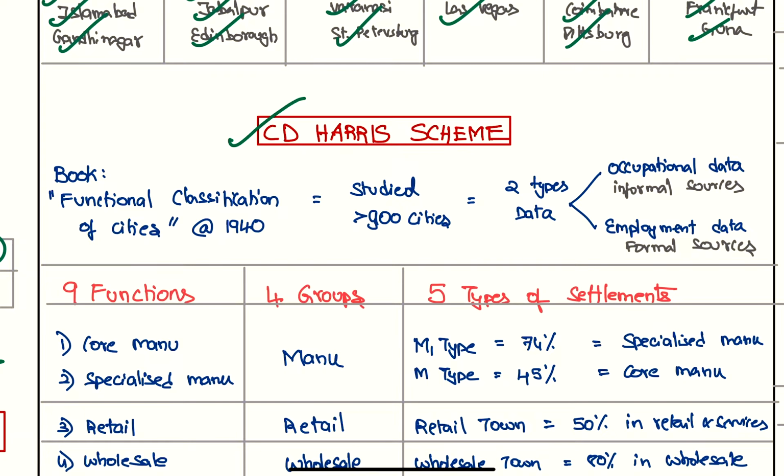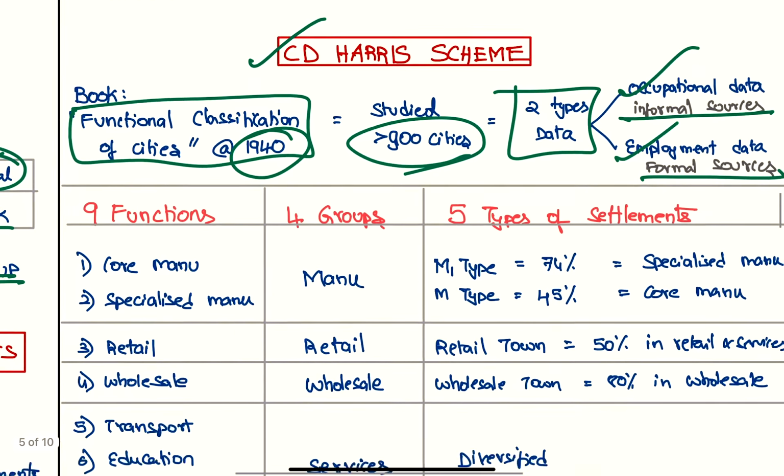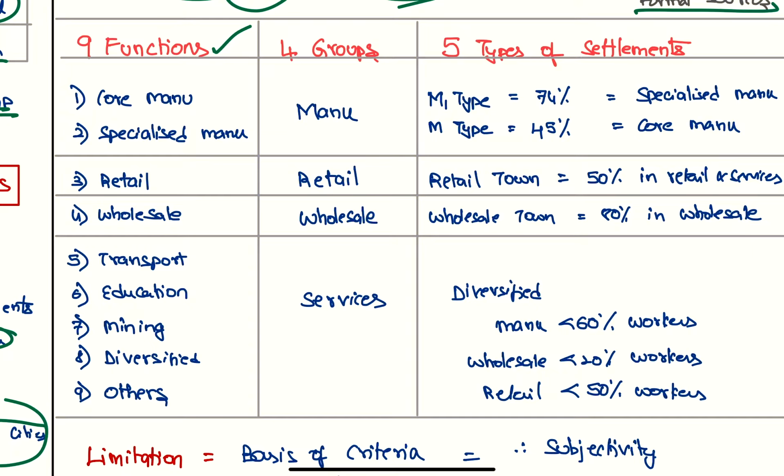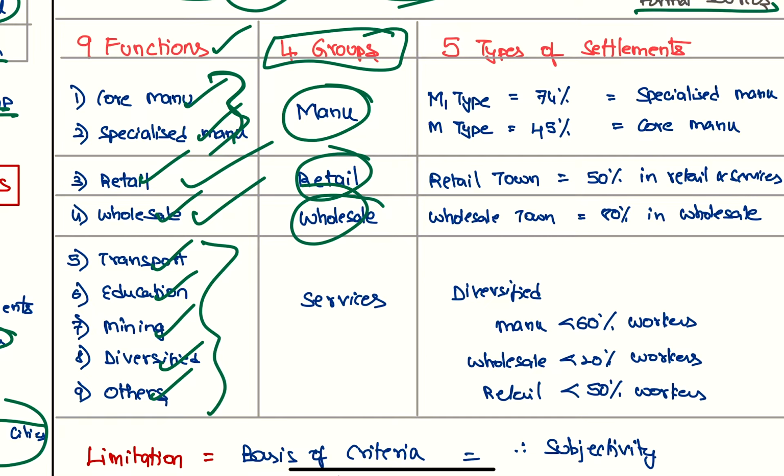Next, C.D. Harris scheme. He gave this in his paper Functional Classification of Cities in 1943. So he studied more than 900 cities, and he used 2 types of data: occupational data from informal sources and employment data from formal sources. On the basis of this, he identified 9 functions, which are core manufacturing, specialized manufacturing, retail, wholesale, transport, education, mining, diversified, and others. On the basis of this, he gave 4 groups, which are manufacturing, which consists of these two, retail, wholesale. All these are grouped into services.